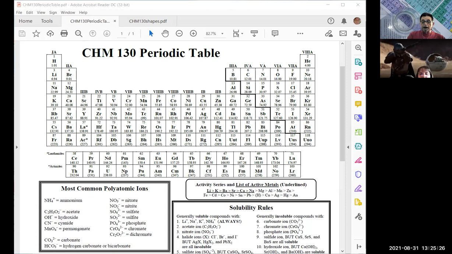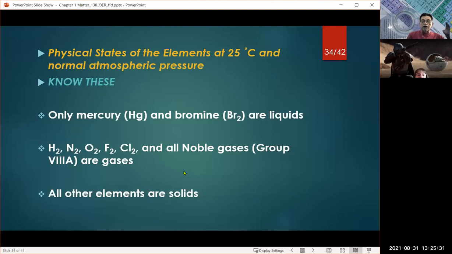Hydrogen, nitrogen, oxygen, fluorine, and chlorine, plus the noble gases, which is group Roman numeral 8A, are all gases. So we've got 12 elements that are gases. So we've got 12 here. We've got 2 that are liquids, okay?